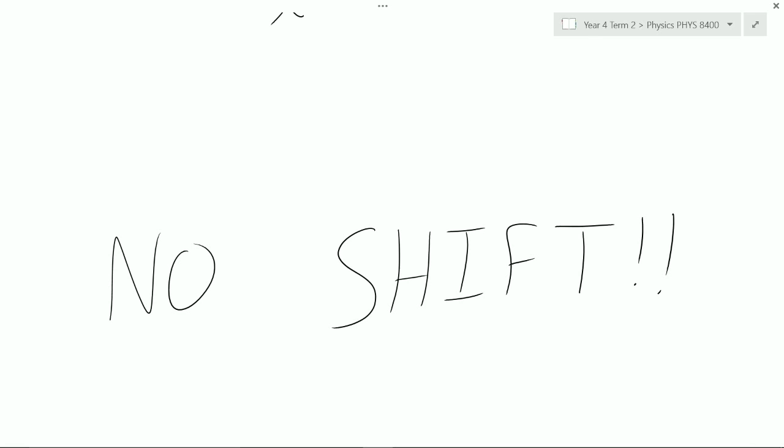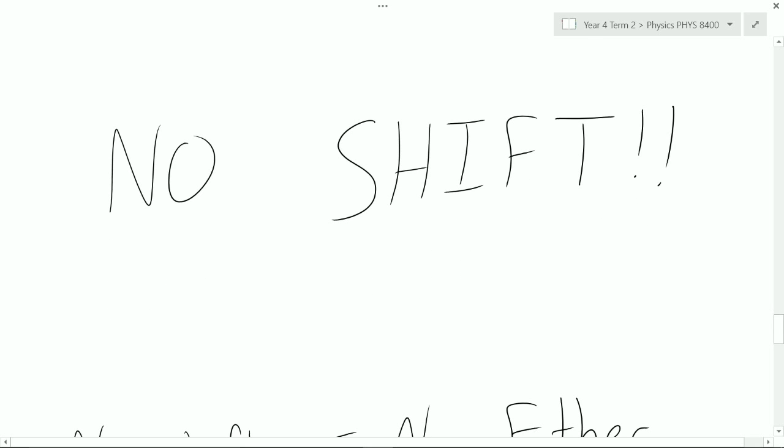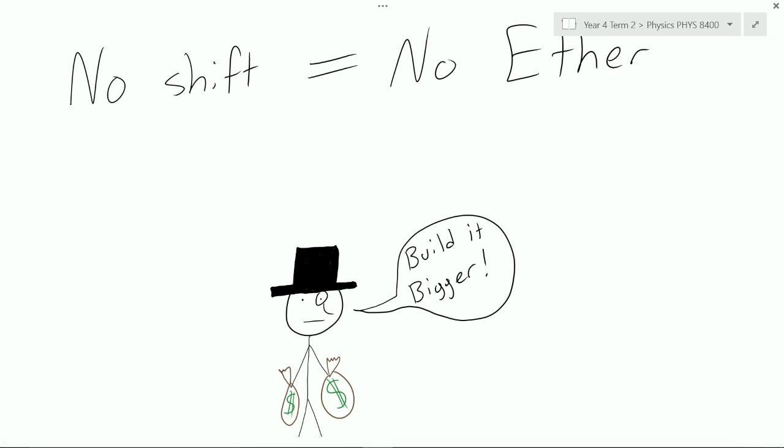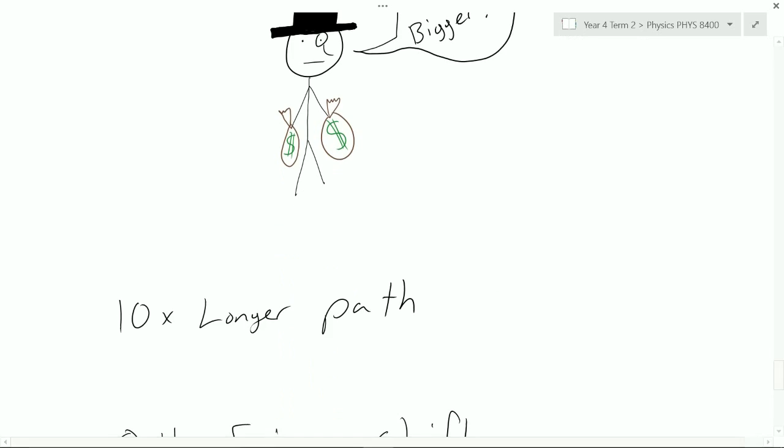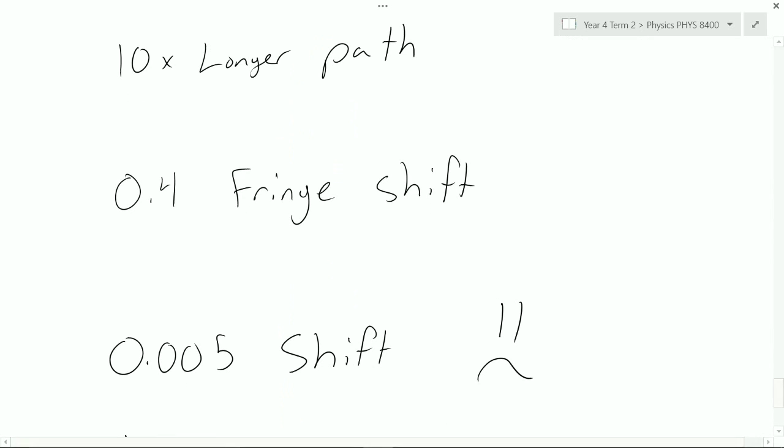Now, the ether advocates refused to accept this, and they urged Michelson to repeat the experiment on a grander scale. Together with Edward W. Morley, a larger instrument was built, and this device had a path length 10 times larger than the first instrument. This device should have given a fringe shift of, again, 0.37, but instead only observed a 0.05 shift.